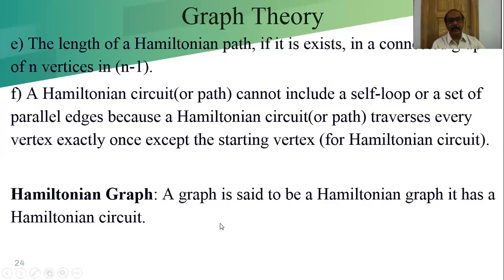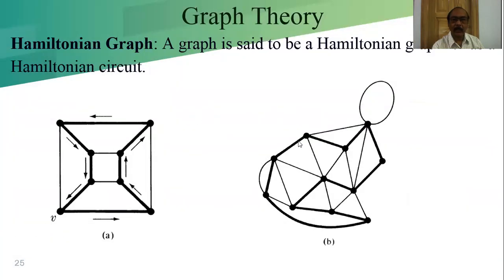So for a connected graph, there exists one Hamiltonian circuit. That means the circuit which touches or contains all the vertices is known as a Hamiltonian circuit. If a Hamiltonian circuit is present, that graph is known as a Hamiltonian graph. These two we can again say are Hamiltonian graphs, because a Hamiltonian circuit exists in both graphs. That's why these two graphs are Hamiltonian graphs.